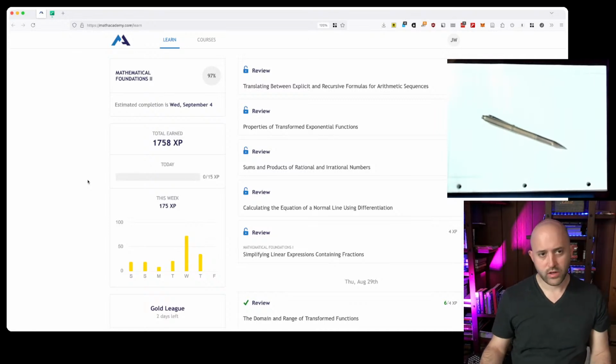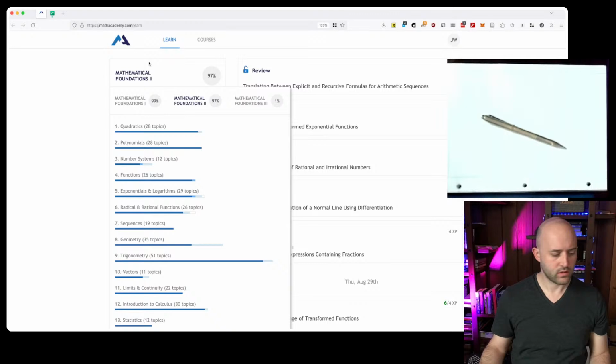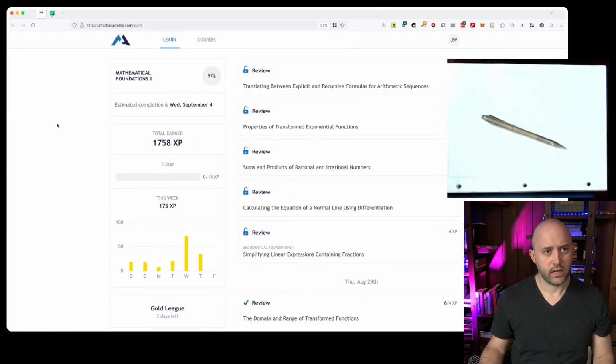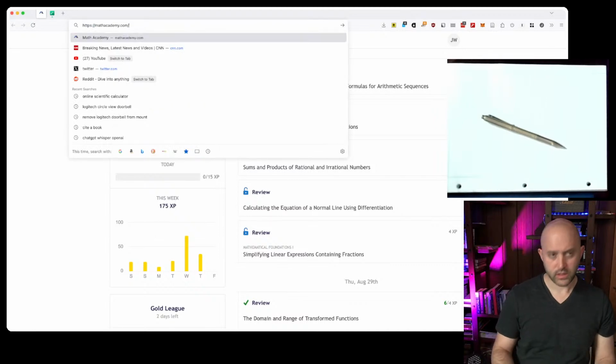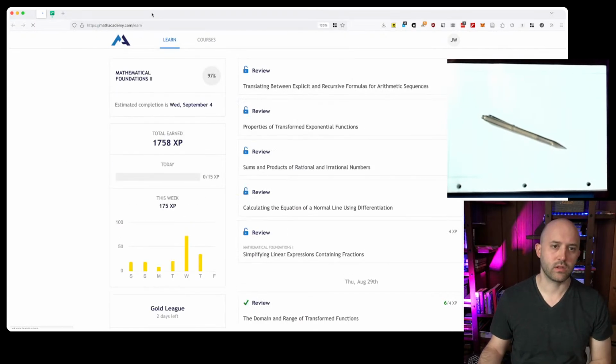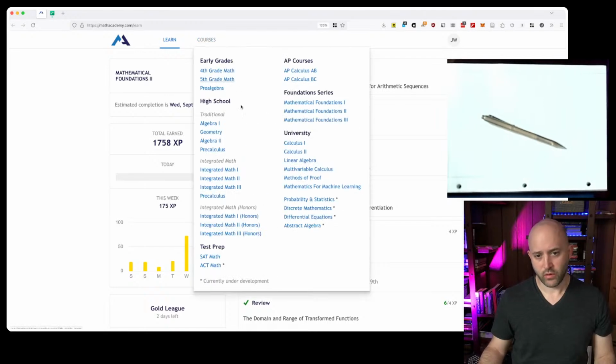So Math Academy, if you don't know what this is, it's a website that, if I go without the learn, I can maybe see what this shows us. Oh, it goes back to learn because I'm signed in. But basically, there's lots of different courses from 4th grade through pretty deep into the math, like a math major, maybe quite a few of the things here in the university section. And it's all the standard ones, but they have different versions of things.